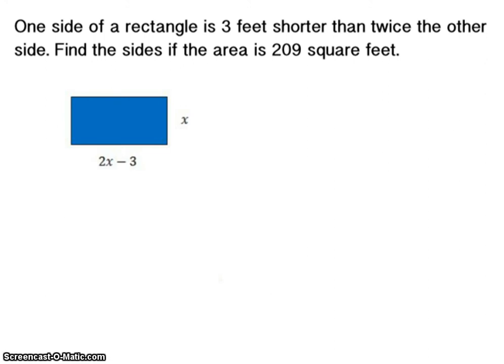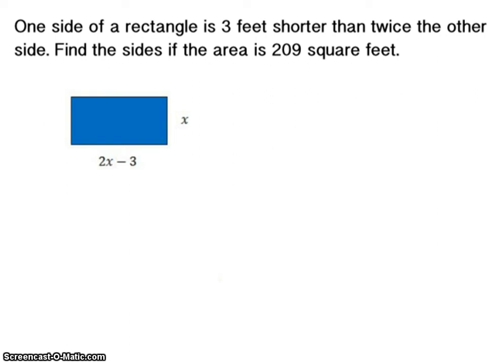Now, here's your third word problem. One side of a rectangle is 3 feet shorter than twice the other side. Find the sides if the area is 209 square feet. Now, when you're talking about rectangles, triangles, that kind of geometric figure, it's always a good idea to start with a figure, to draw a picture, and then label your sides.